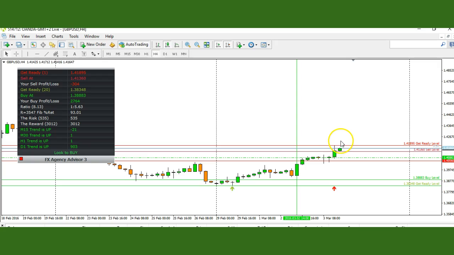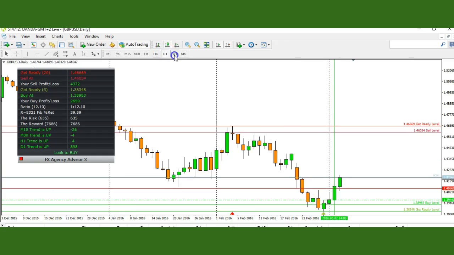Now it's a little bit too late to take a buy trade unless it can penetrate this resistance level, which is at the moment at 141.89. If the body of a candle closes above that, then this alert disappears, and that would be a continuation of a trend. Okay, but everything is based on the higher time frames.